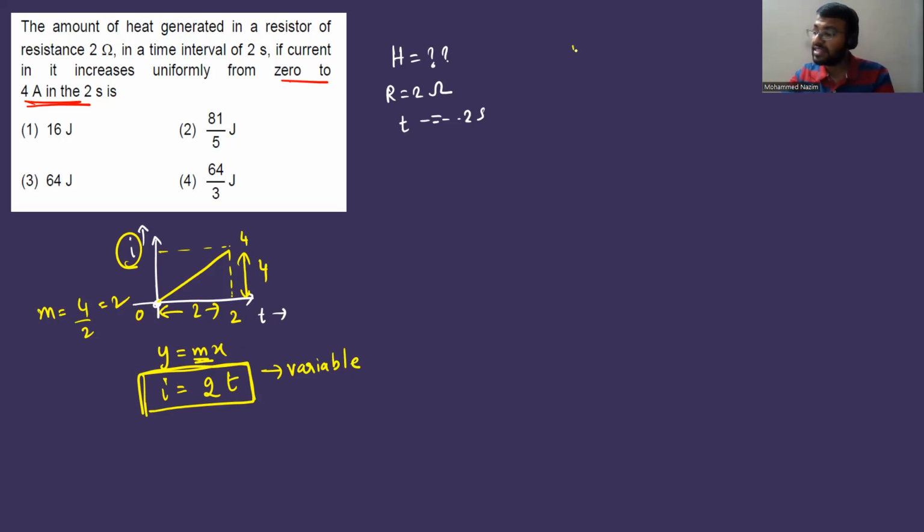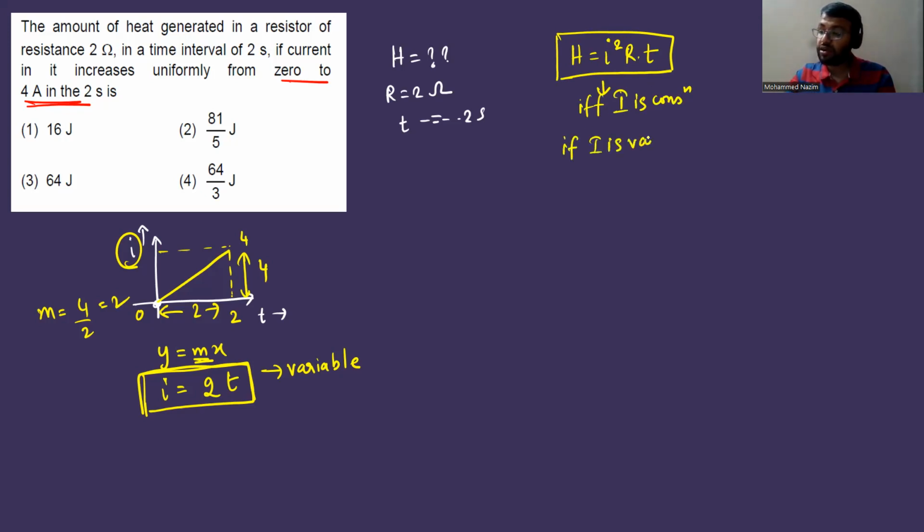We can use H equal to I square R t if and only if the current is constant. If current is variable, then we cannot use that formula. Then what we do? We calculate the small heat dH produced in a small interval of time dt, that is I square R dt, and then we integrate both the sides to get the total heat.